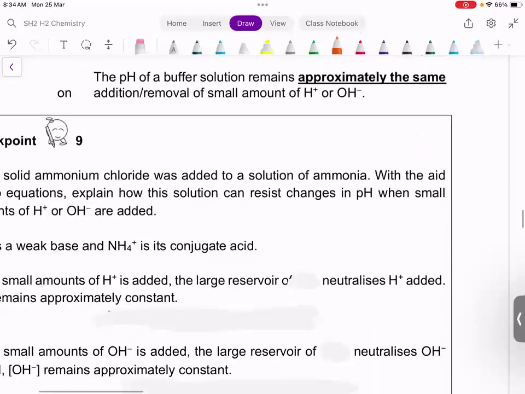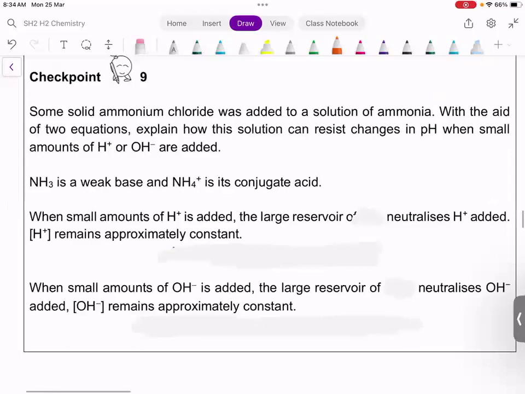Okay, let's look at checkpoint 9. This is what you're supposed to have done already, so I'll just quickly show you the answer. This is your conjugate acid-base pair, the weak base and its conjugate acid. Please take note, the H plus has to be removed by your weak base, while the OH minus has to be removed by your conjugate acid. Basically it's just an acid-base reaction.